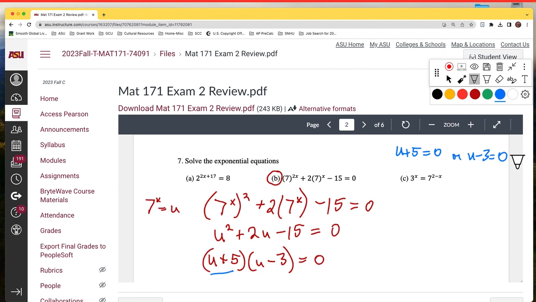So now, where did u come from? We made it up, but what was it? It's 7^x. So that's where we could replace it now. We could say this really is 7^x plus 5 equals 0, or 7^x minus 3 equals 0. So subtract 5 from both sides over here. You get 7^x equals negative 5. And if we've got this exponential, how do we solve for x here?